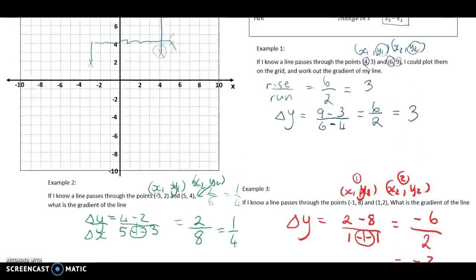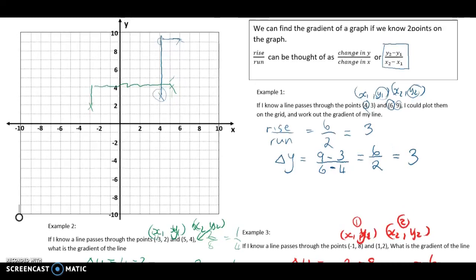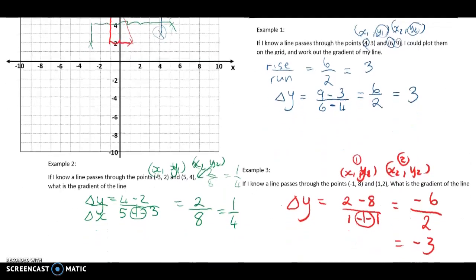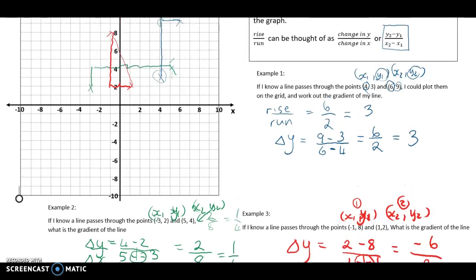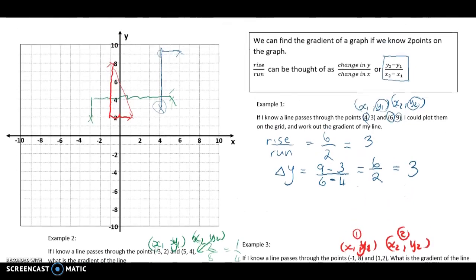Let's just look at what that looks like on the graph. If I'm over here, I am going from negative 1, 8, and then 1, 2. And as you can see, it's a negative slope. It's going down that way. And I would have gone down 1, 2, 3, 4, 5, 6, and across 1, 2. So there we go. Negative 6 over 2. So it is a gradient of negative 3. Hopefully that is all very clear.